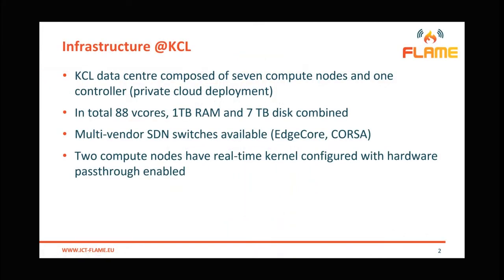So for KCL, essentially it is a data center type of private cloud deployment where you have 7 compute nodes and 1 controller, so quite a number of cloud resources available. You can see 88 virtual cores, 1 terabyte RAM, 7 terabytes of disk if you combine all of them, but because they are physically constrained into one single location, we had to make a bit more sense out of the topology, how it should look like there.